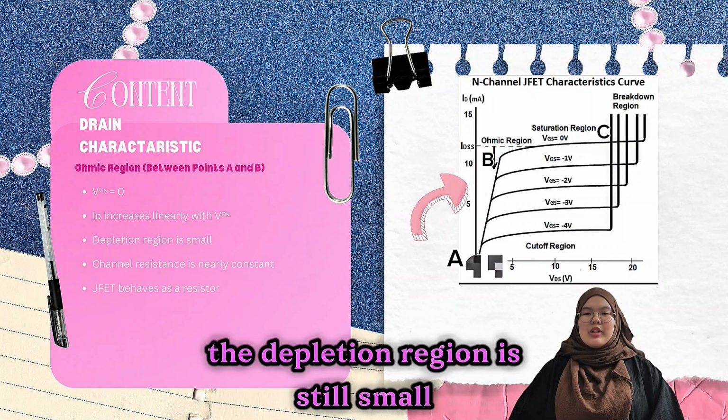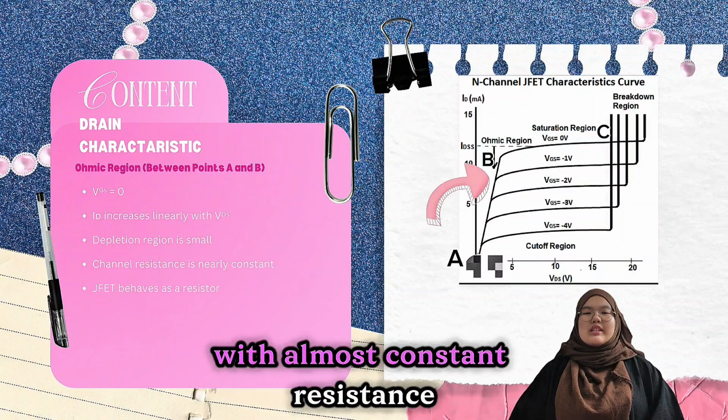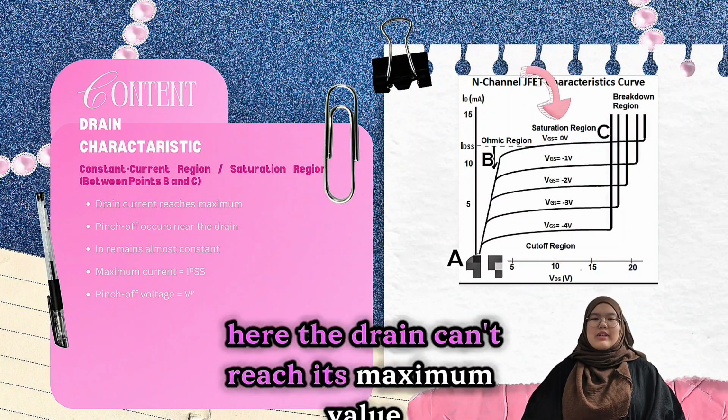The depletion region is still small, so the channel is wide. Because of that, the JFET behaves just like a normal resistor with almost constant resistance. Next is the saturation or constant current region. Here, the drain current reaches its maximum value.